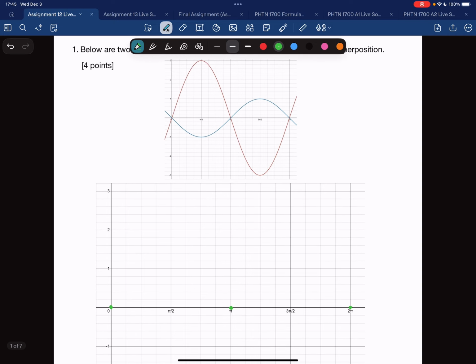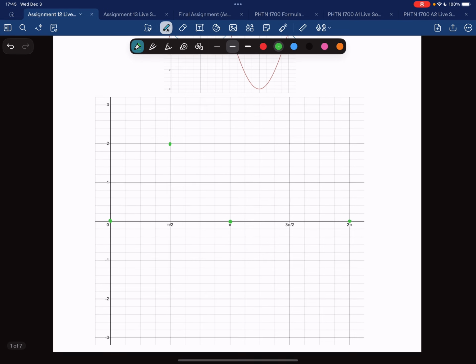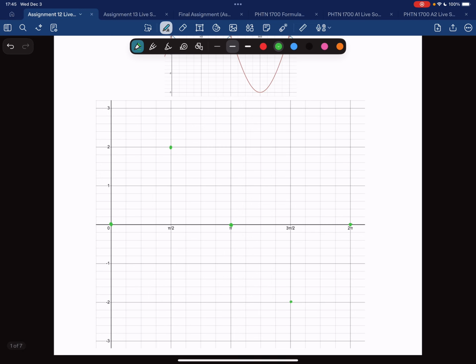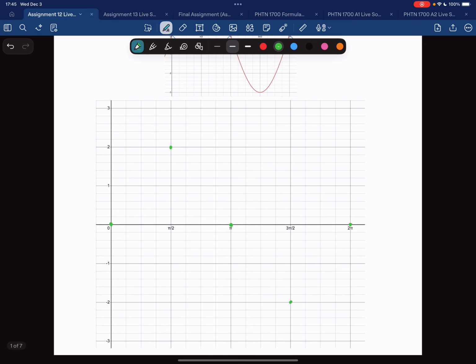Now, the amplitude at pi over 2 of the red wave is 3, of the blue wave it's -1. So together, that is a +2 amplitude. Very, very similarly, just with opposite signs, for the 3 pi over 2, the red wave is at -3, the blue wave is at +1, so that leaves us at -2. So, tracing through our graph here, we know it's going to look something like this.